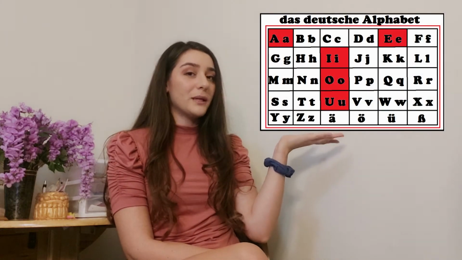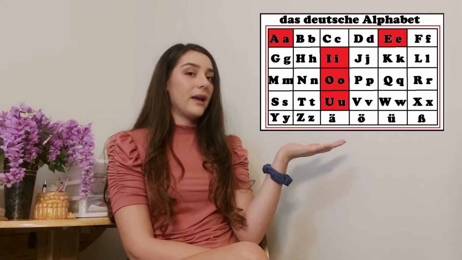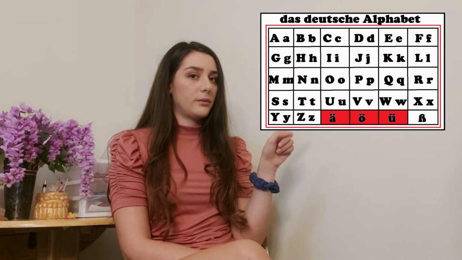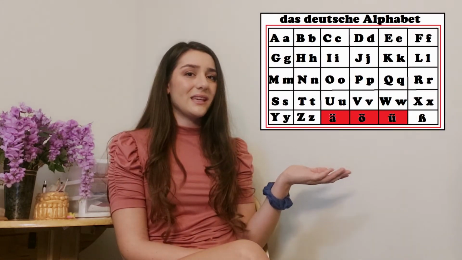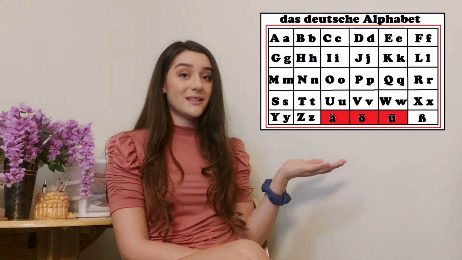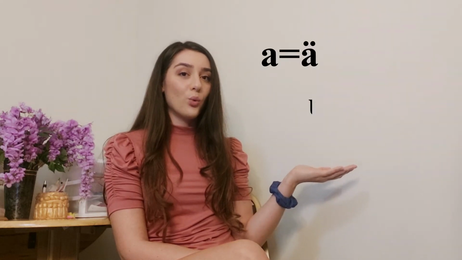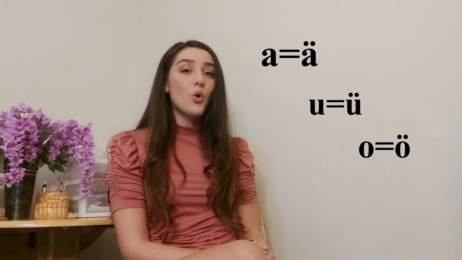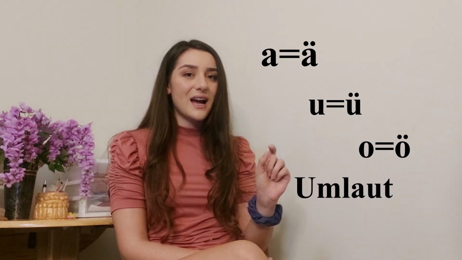Take a look at the German alphabet. A, E, I, O, and U. Let's take a deeper look at the alphabet. As you can see, there are 3 special vowels that get 2 dots on top of them. Ä, Ü, and Ö. The pair of 2 dots are called umlaut, and they change the sound of the initial vowel. Umlaut indicates that there is an extra e, so an extra e next to those vowels.